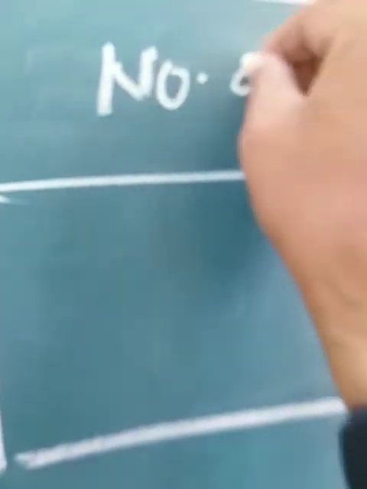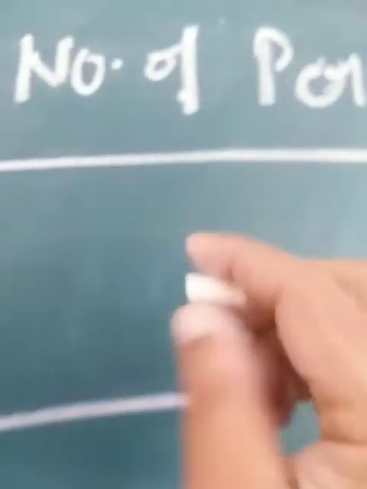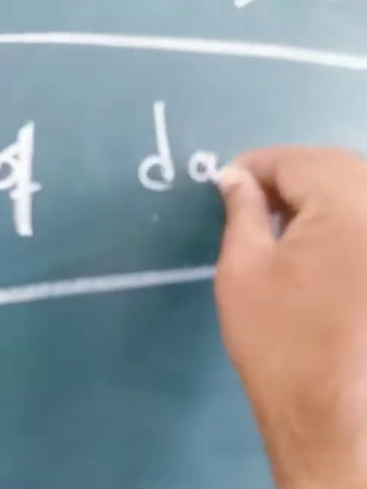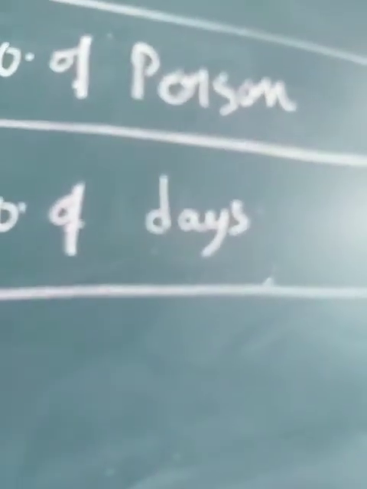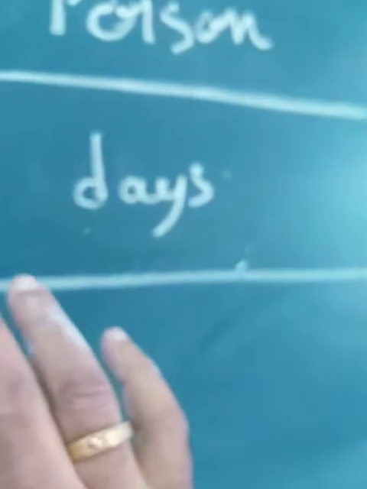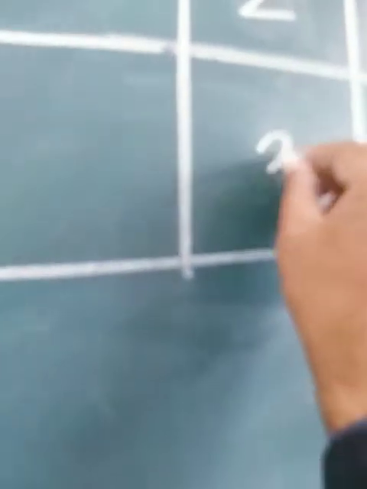So number of persons, and another topic is number of days. Okay, so these are the two topics being discussed. Now according to the first sentence, how many persons are there? There are two persons. So two persons can fit the windows in how many days? In 3 days. Fine.